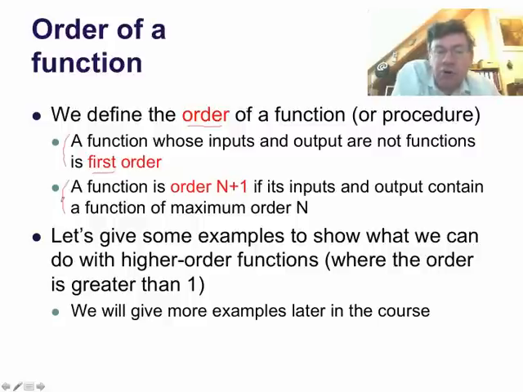Now we go farther. We say a function is order n plus 1 if somewhere in its input and output there is a function of maximum order n. So we take the maximum of the order in all the arguments and the output and we add 1. And when we increase the order of a program, things get more and more general, more and more abstract, as you will see. So let's give some examples to show what we can do with higher order functions. In this video, we'll give some examples, but this does not exhaust the possibility, the ingenuity you can do with higher order programming. Later in the course, you will see more examples.